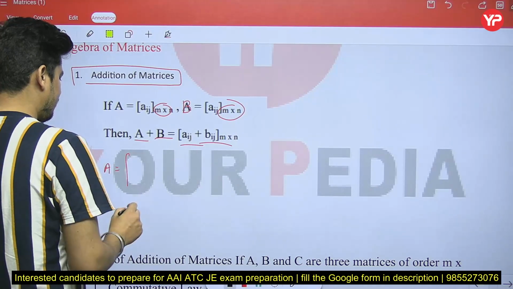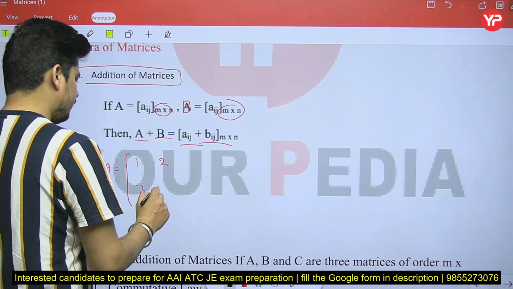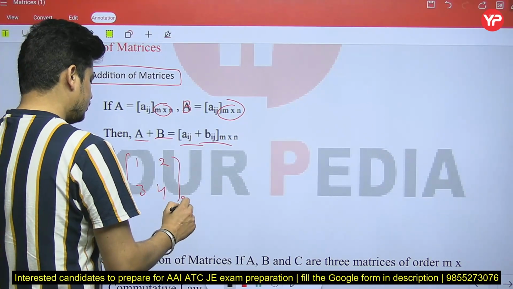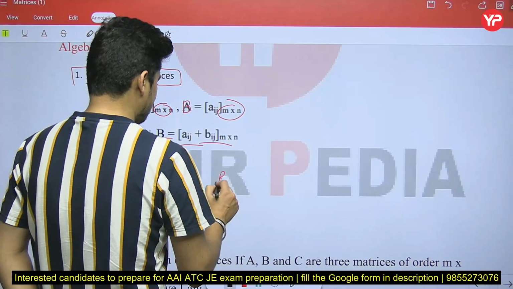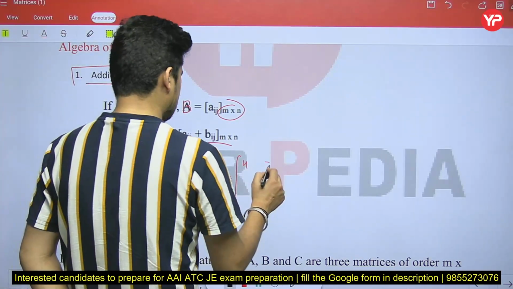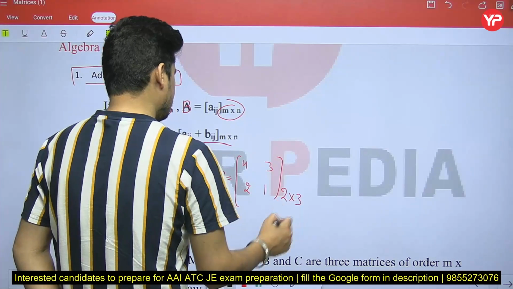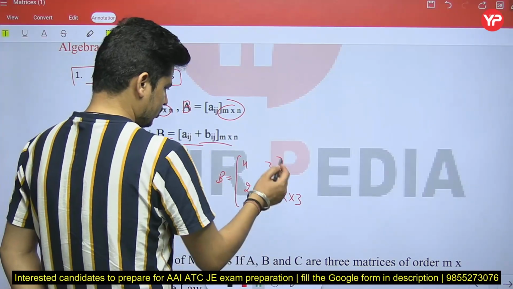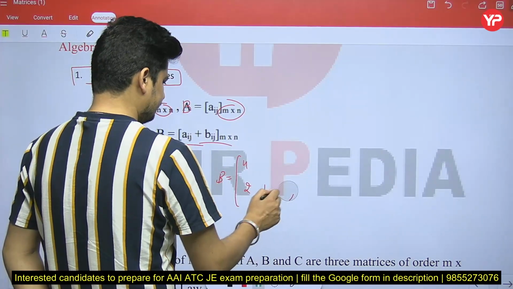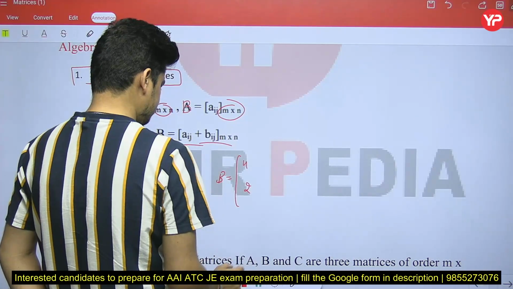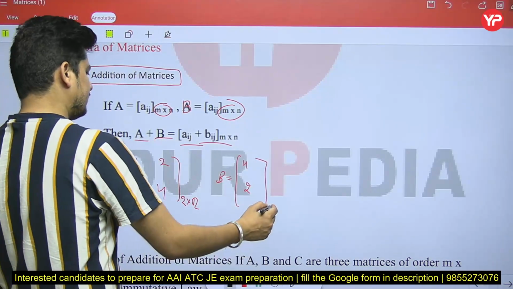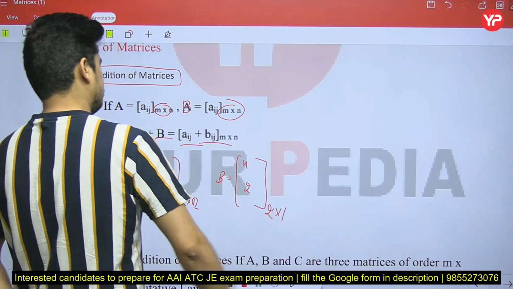Let's take 1 2 3 4. This is a 2 cross 2 matrix, and we have a B matrix that is 4 3 2 1, right? This is also 2 cross 2. Okay, before taking 2 cross 2, let's take a B matrix that is 2 cross 1.